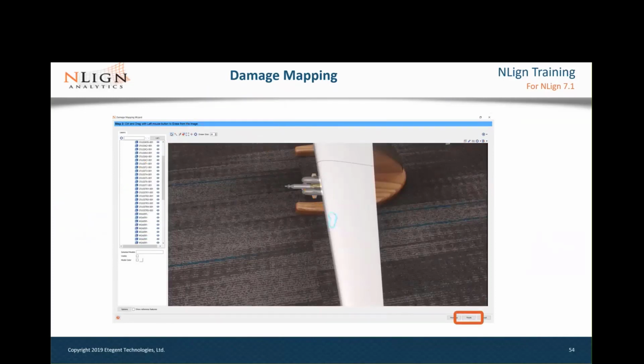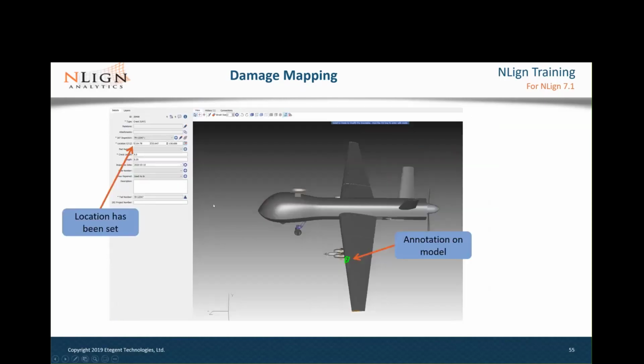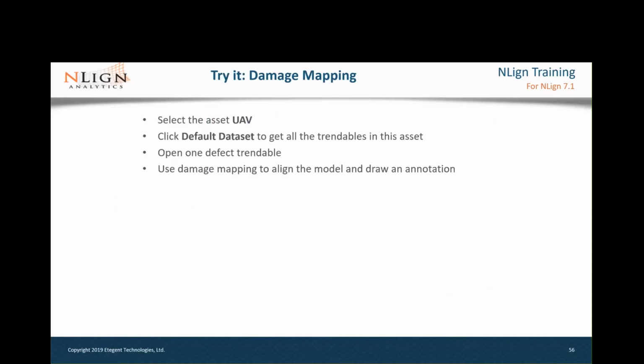When you're done mapping out the damage, you click the finish button. This will map all of the points of the affected area onto the model and give you an accurate XYZ location that was calculated by the software. See the annotation on the model here, and that the location has been set in the Trendable. This is another example on the UAV model that we have.